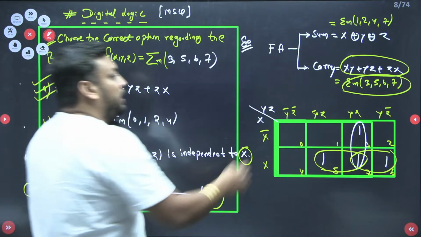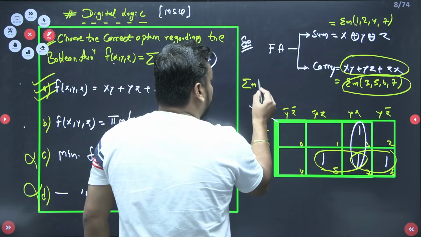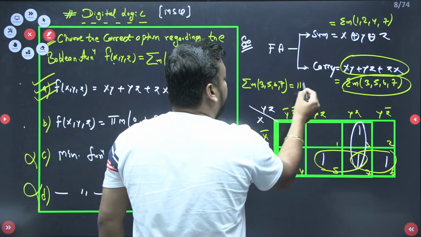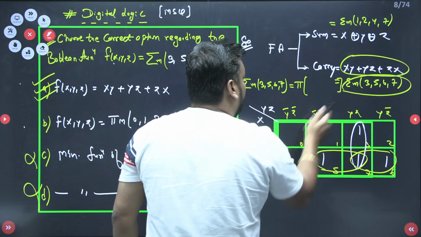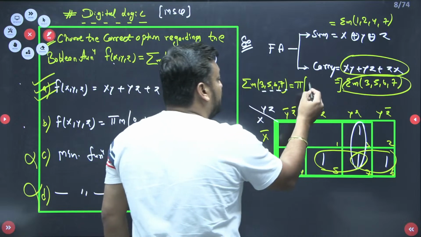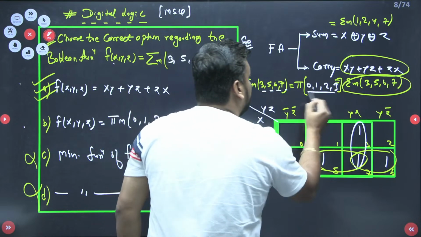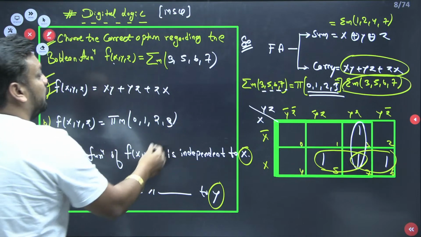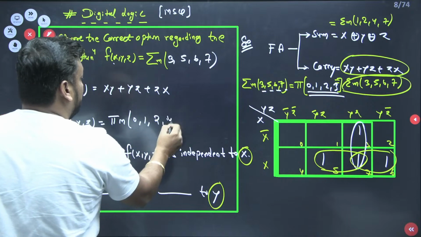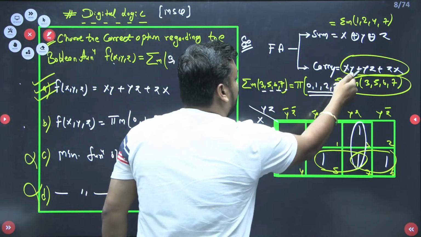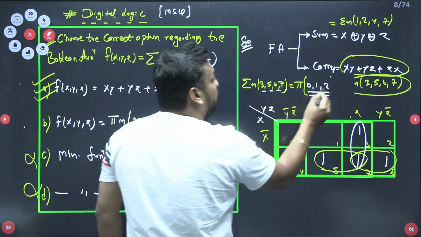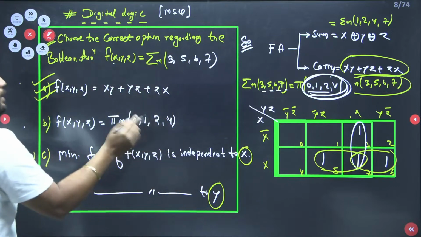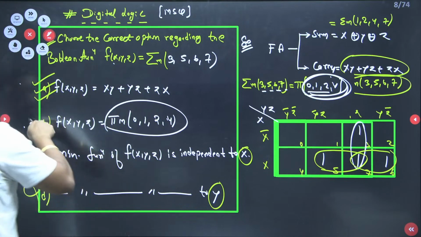And do you know, if sigma m is 3, 5, 6, 7, and you want to write the equivalent POS form, then in the POS form you write whatever data is missing here. So 0, 1, 2, 3 is missing. So pi 0, 1, 2, 3, I think. It is pi 0, 1, 2, 4 actually, yes. 3 is there, so 0, 1, 2, 4 is missing. So 0, 1, 2, 4 should be in the pi. So it is also correct.